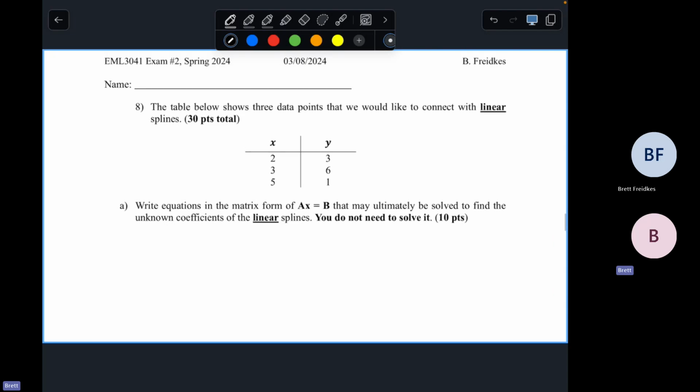Right. Okay. Last question. The table below shows 3 data points we would like to connect with linear splines, which is supposed to be easier than quadratic splines. But because we didn't see examples of that in class last semester, people freaked out. I wanted them to think, because it's the same type of thing. You just got to come up with the right equation. So I give you 3 points. Write equations in the matrix form AX equals B that may ultimately be solved to find the unknown coefficients of the linear spline. You don't need to solve it, but I want you to write those equations out.